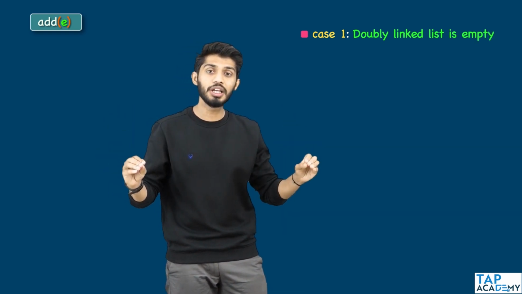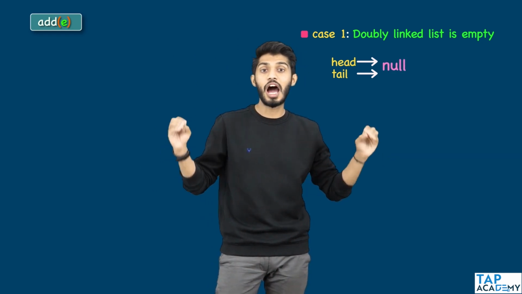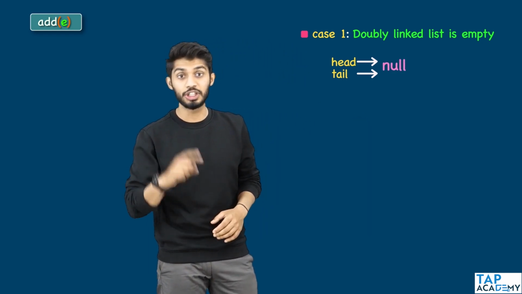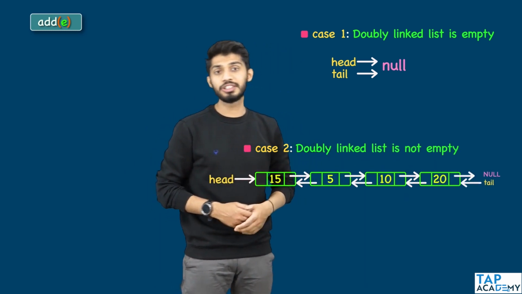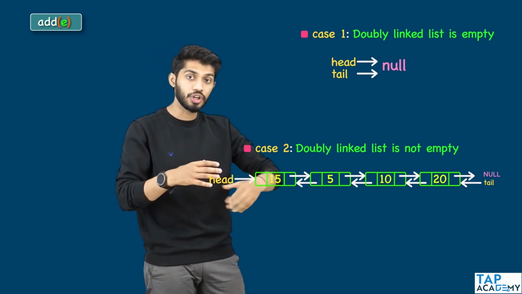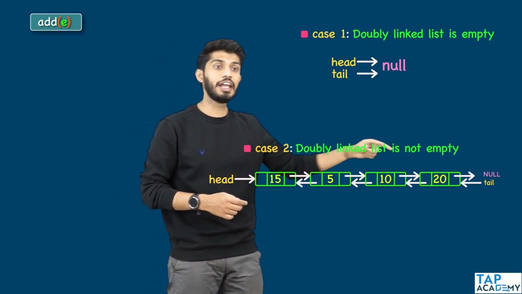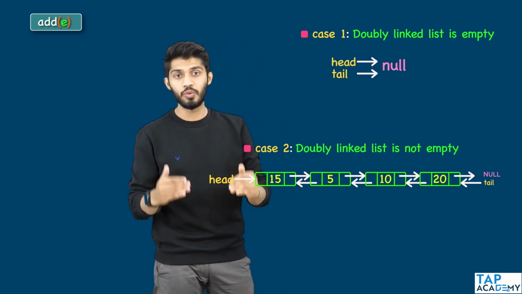When it is empty, definitely the head as well as the tail will be pointing to null. Now, how can we add an element in this case is one case. And one more case is if we have multiple elements already inside the doubly linked list, how can we add the next element, or whatever we are trying to add, at the end of the doubly linked list. So, we will handle case by case, one after the other.